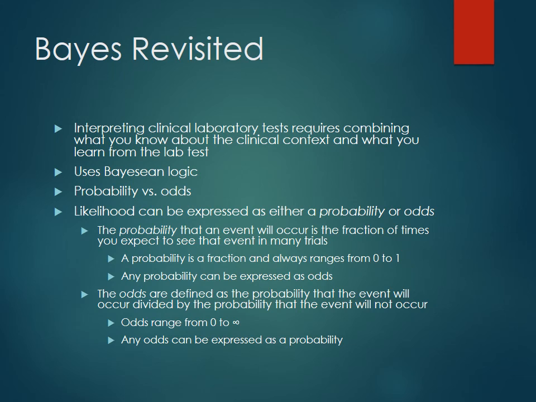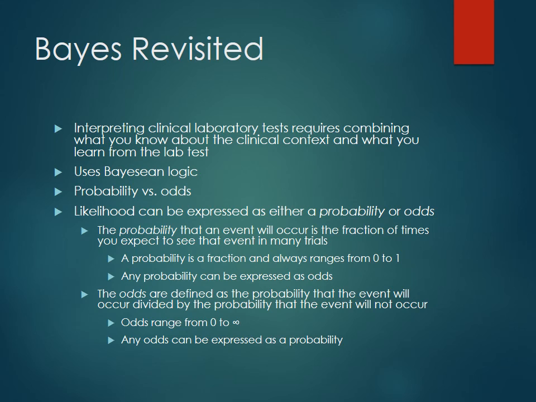So again, we're going to be looking at basically the probability versus odds of these tests. The likelihood of these tests being positive or negative can be expressed as either probability or odds. Essentially, the probability that an event will occur is the fraction of times you can expect to see that occur in many trials. This is very similar to what we saw with relative risk versus odds ratios. The probability is a fraction that always ranges from 0 to 1, and any probability can be expressed as odds.